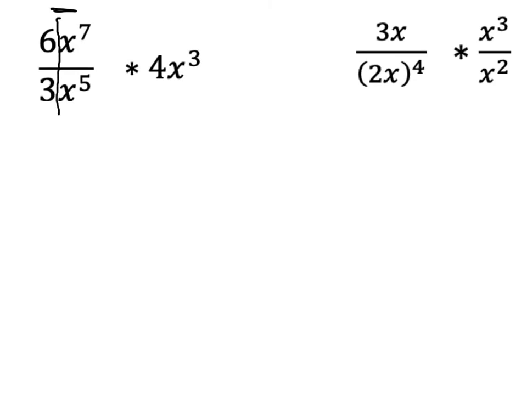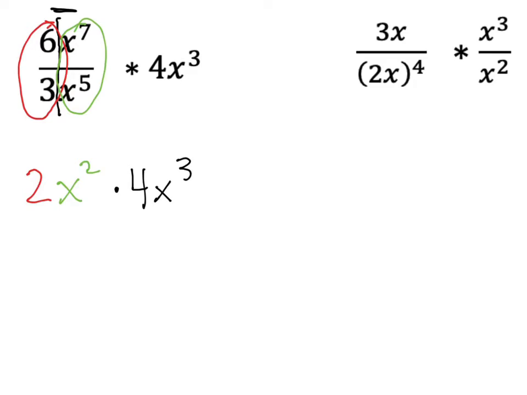We've got the coefficients 6 over 3. That's just a regular fraction or a regular division problem. So 6 divided by 3 gives us 2. Then, for our variables with exponents on them, the quotient property says that we can subtract those exponents, so that gives us x squared. And we haven't done anything yet with this times 4x to the third, so we'll just bring that down.